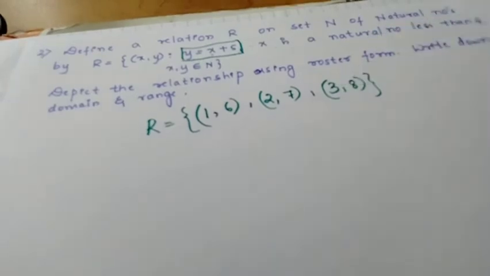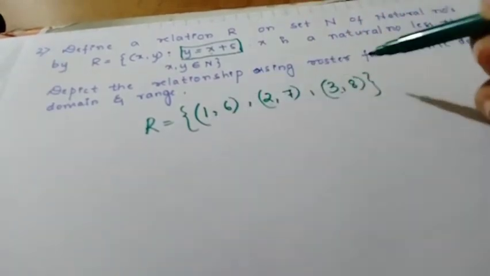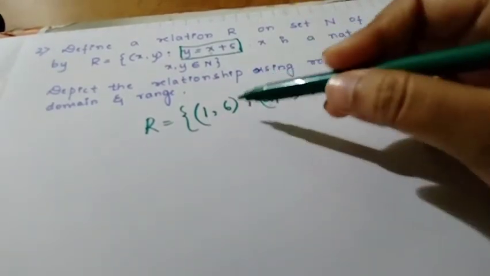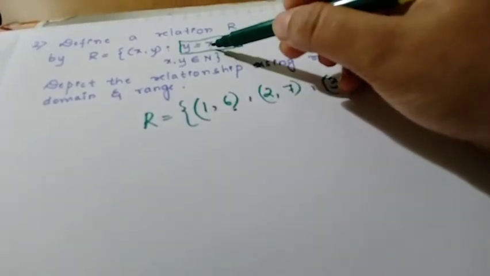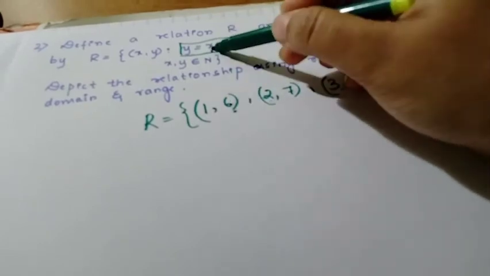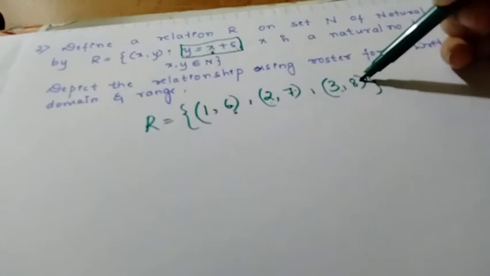After 3 I cannot take, because x is a natural number less than 4, they have given. Only 1, 2, 3 are the natural numbers less than 4. So y must come simultaneously, as the relation is already defined. If you take x as 1, 1 plus 5 is 6. If you take 2, 2 plus 5 is 7. If you take 3, 3 plus 5 is 8.